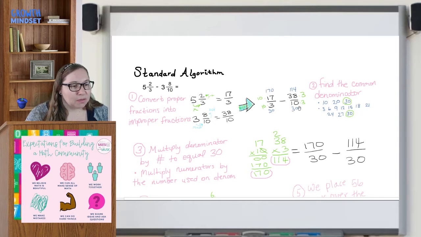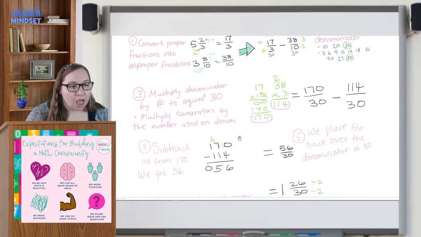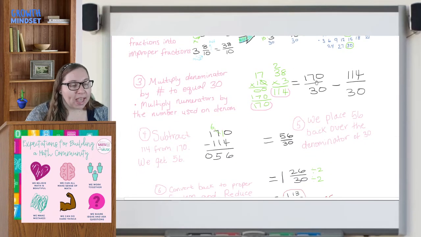We would need to do the same over here, so 10 times 3 is 30. And we're going to use that same 3 to multiply the numerator so we can keep the whole equation equivalent. 38 times 3 is 114. Okay, so 114 over 30 is represented down here. Now we need to do some subtraction. We have 170 minus 114. If we do the math for that, that gives us 56. And of course, we're going to put the 56 back over 30 because that was our common denominator.